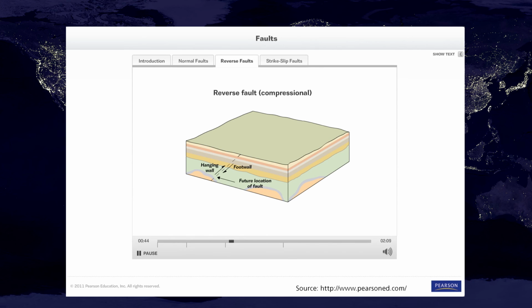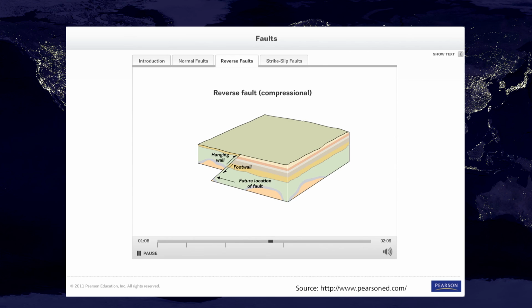A reverse fault forms when the hanging wall block moves up compared to the footwall, and where the fault dips at an angle steeper than 45 degrees. A similar fault inclined at an angle of less than 45 degrees from the surface is a thrust fault. Reverse faults form where compressional stresses shorten the crust.